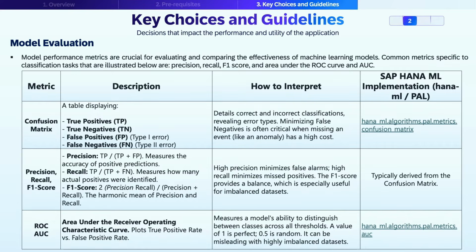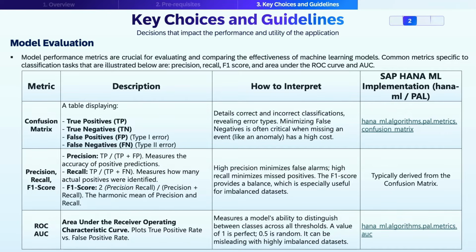Precision measures the accuracy of positive predictions, whereas recall, also known as sensitivity, measures the model's ability to find all positive instances. Lastly, F1 score is the harmonic mean of precision and recall. It balances the importance of both metrics, providing a single score that reflects the overall effectiveness of the model.